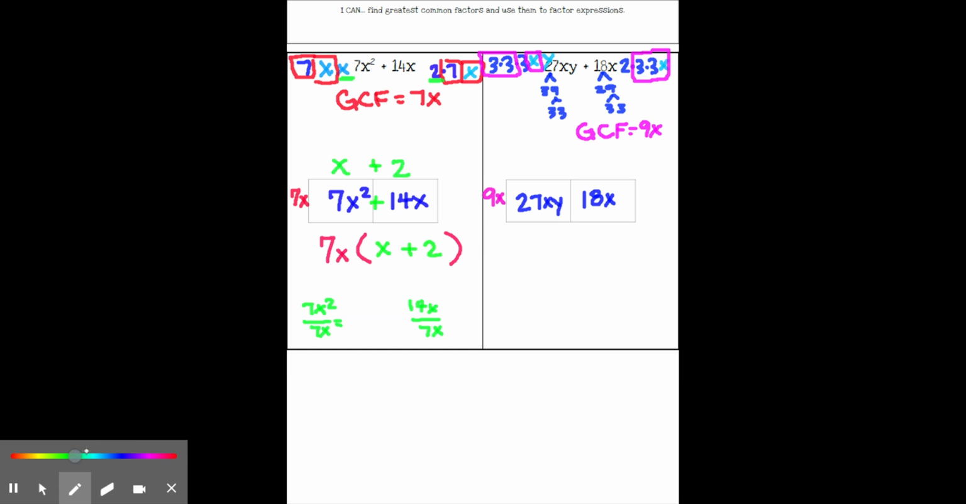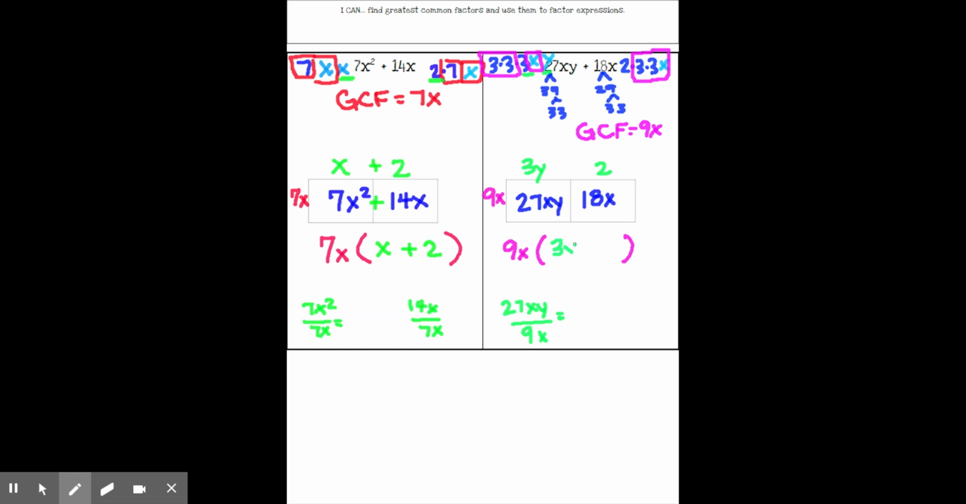And then remember, you can always divide if you'd like, as I showed you down here. You do 27xy divided by 9x, and you can do that. Or you can look at what's left over in your prime factorization. So the things that are not boxed from 27xy are 3y, and from 18x, there's a 2. So our final answer, we're going to write our GCF in the front of our parentheses. And then in the parentheses, we're going to write what's on top of the box, which in this case is 3y plus 2.